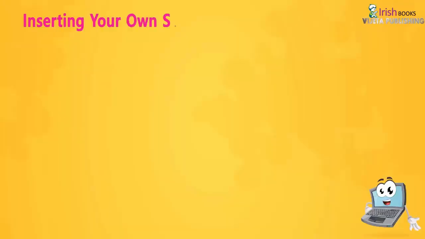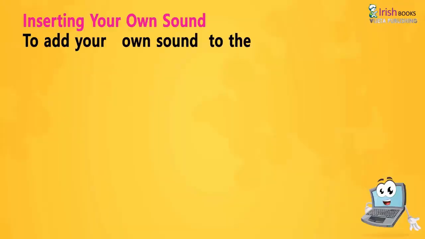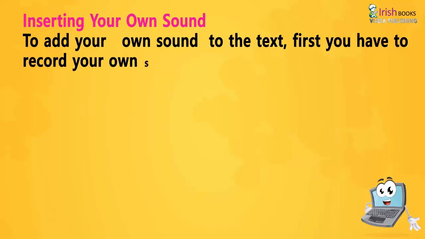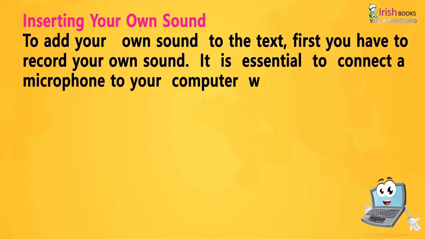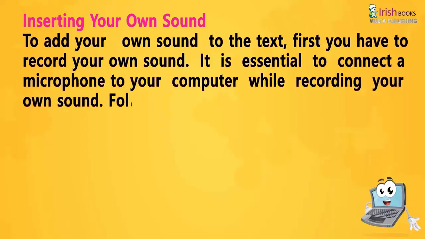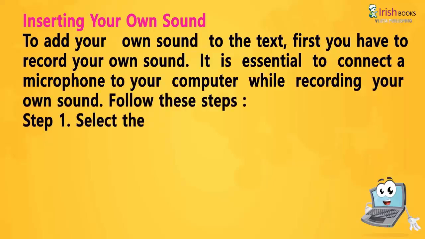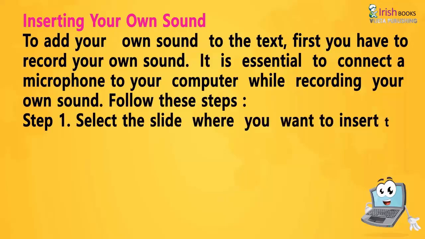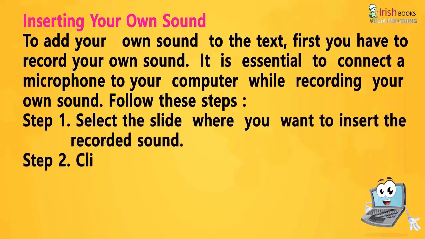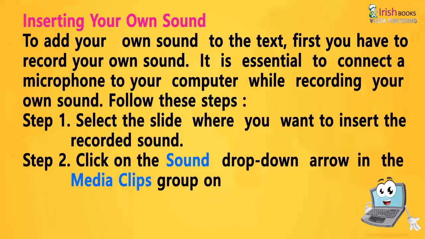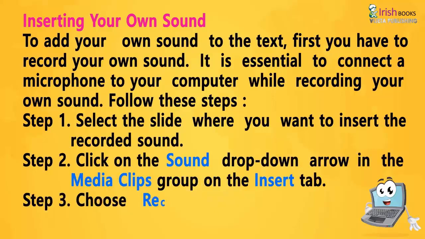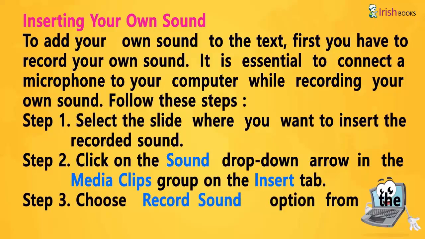Inserting your own sound. To add your own sound to the text, first you have to record your own sound. It is essential to connect a microphone to your computer while recording your own sound. Follow these steps. Step 1. Select the slide where you want to insert the recorded sound. Step 2. Click on the sound drop-down arrow in the Media Clips group on the Insert tab. Step 3. Choose the Record Sound option from the drop-down menu.